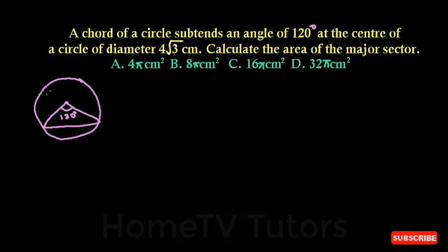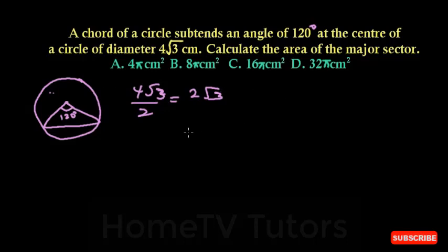The diameter we're given is 4 root 3. So 4 root 3 divided by 2 will give us the radius, because the radius is half of the diameter. So we have the radius as 2 root 3.